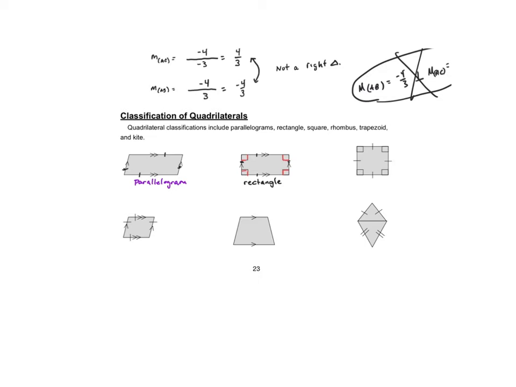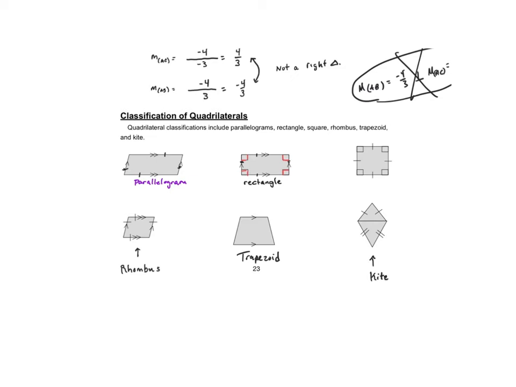We have, let's see here, this thing right here, what does that look like? Two sets of parallel lines, two sets of parallel sides. We have all things congruent, all sides are congruent, so that looks like a rhombus. Looks here we have one set of opposite sides that are parallel, so we have a trapezoid. Here we're looking at a kite.